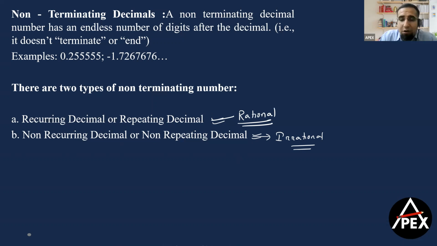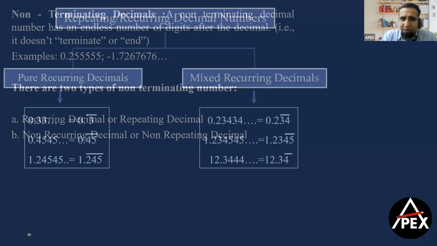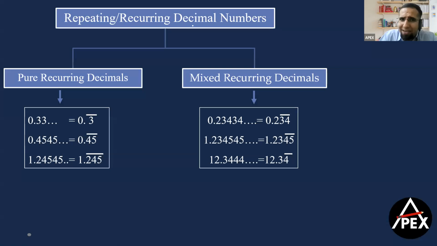Now, let me tell you, we have learned this in standard 8 in school days, right? So let's try to simplify that process. Before that, let's understand what is a repeating decimal. Now, in repeating decimal also, we have two types. One is a pure recurring decimal. The second one is a mixed recurring decimal. Pure recurring decimal identification point is the repeating trend or the repetition starts right after the decimal point.